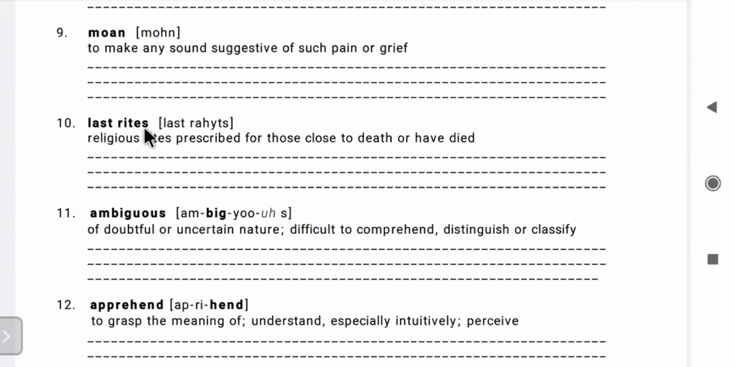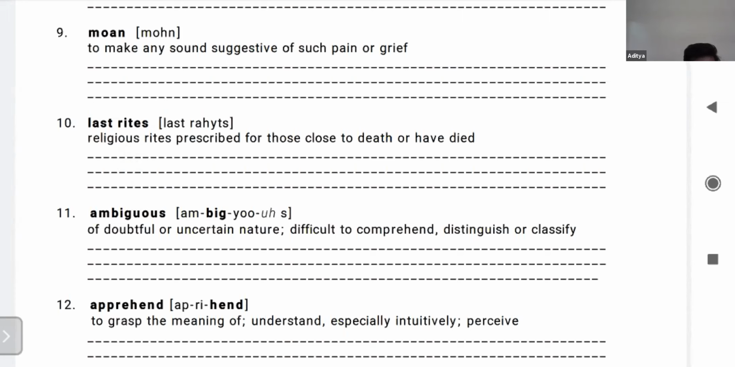Let's look at the next word. Read the word. Last rites. I read it correctly, and these are two words actually. Meaning, religious rites prescribed for those close to death or who have died. I hope you understand that. Yes. Now give me two sentences regarding it.